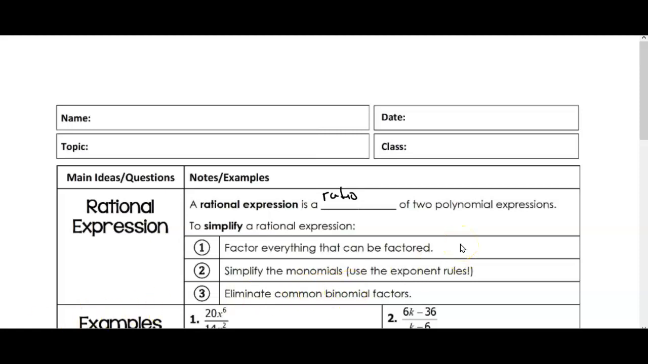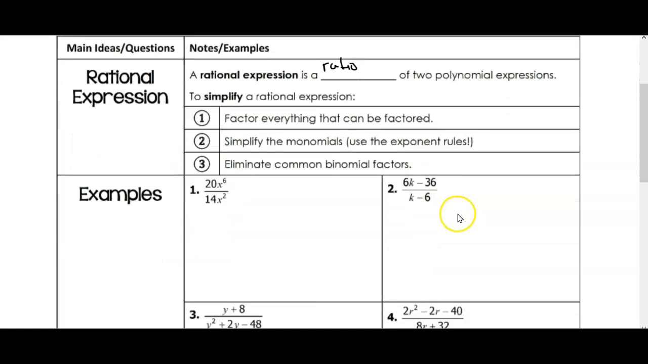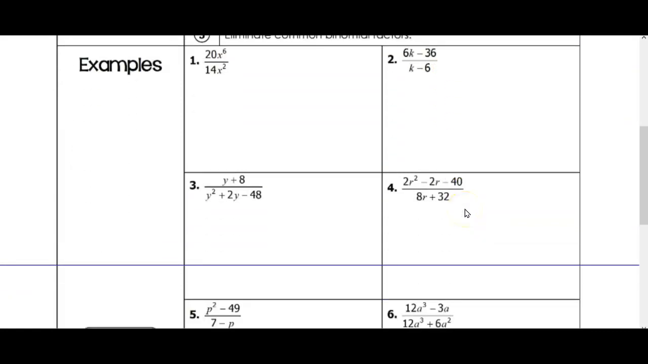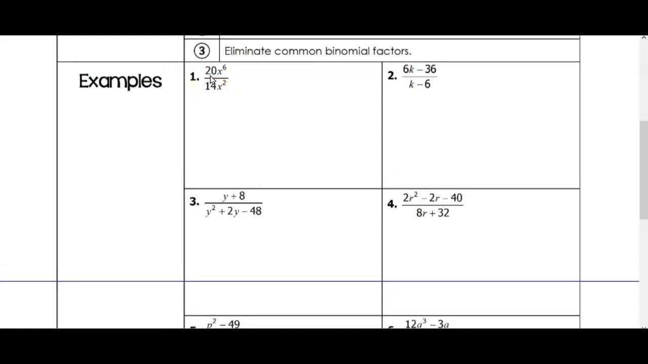Remember, in this case, we aren't graphing anything, so we're not worried about holes or anything like that, but we could graph these. So let's look at this first example. We need to simplify this. So I need to know what goes into 20 and 14 evenly, and cancel out everything that goes in there evenly.